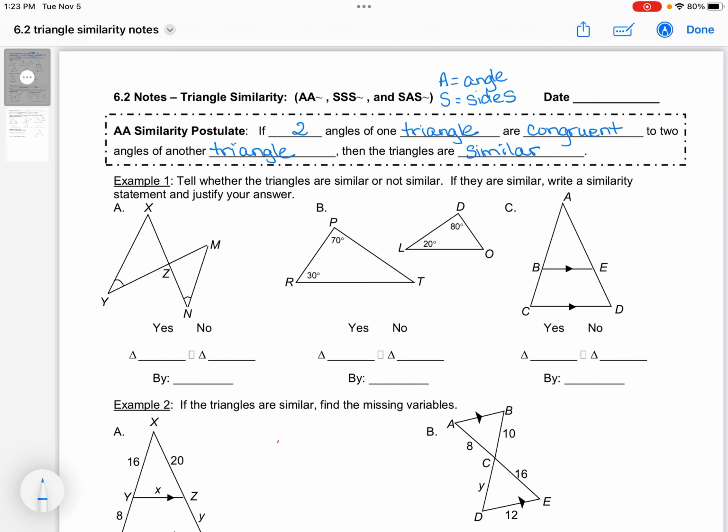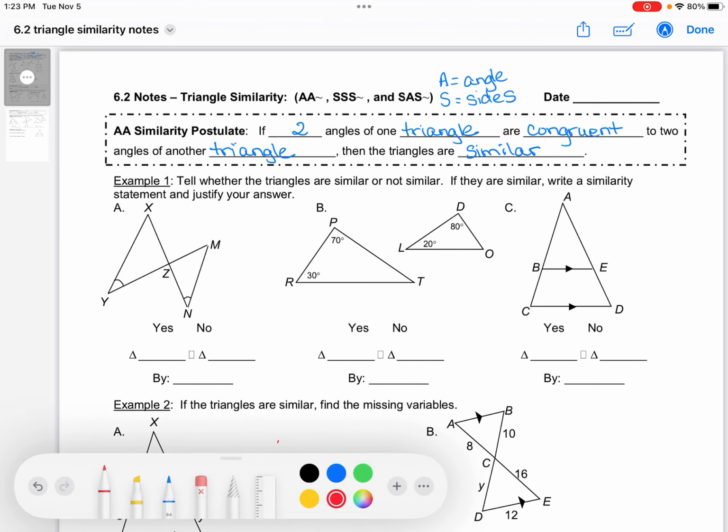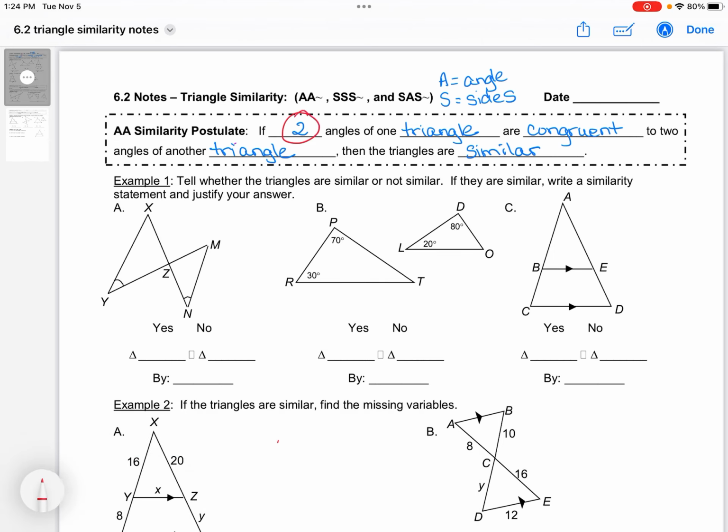Why do we only need two angles? Well, if two angles are equal, the third angle has to add up to 180 with them, so the third angles would also be equal. So we really just need two angles to know that all three angles are going to be equal to each other. Okay, so let's talk about how we would know. And basically, we're just going to look at angles right now.